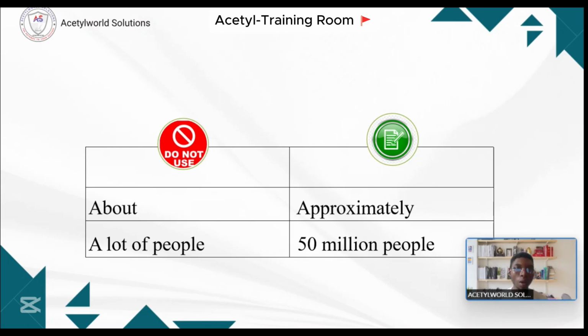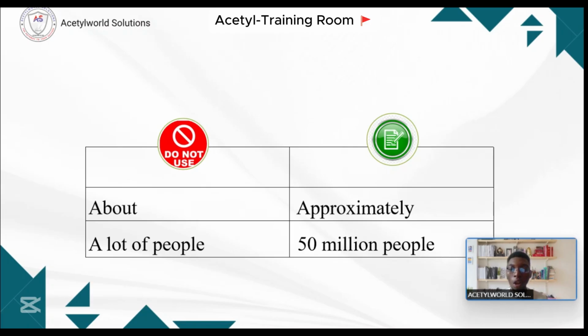That's talking about exception now. Avoid saying a lot of people. Instead of that, tell us the actual number. 50 million people did this. 20 antioxidants were needed or were discovered. You understand? Things like that. Be specific about what you are saying.